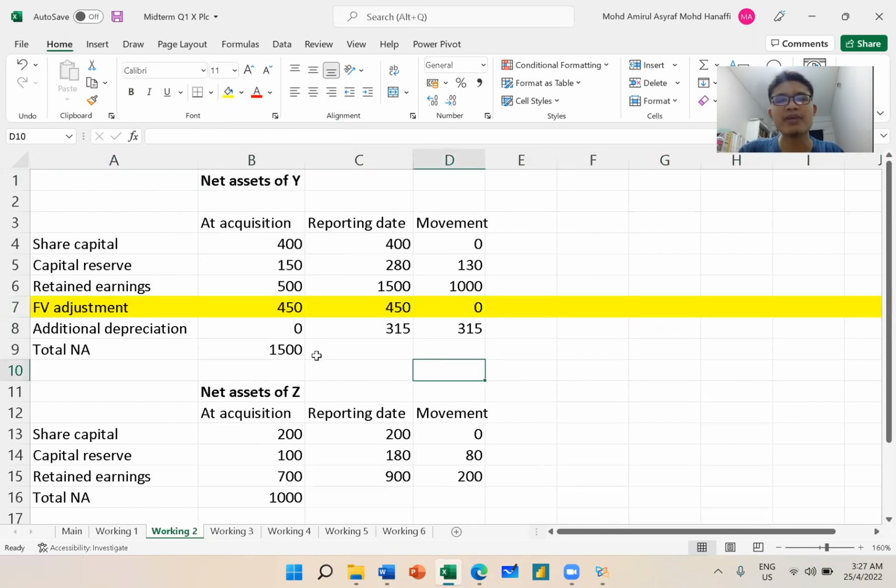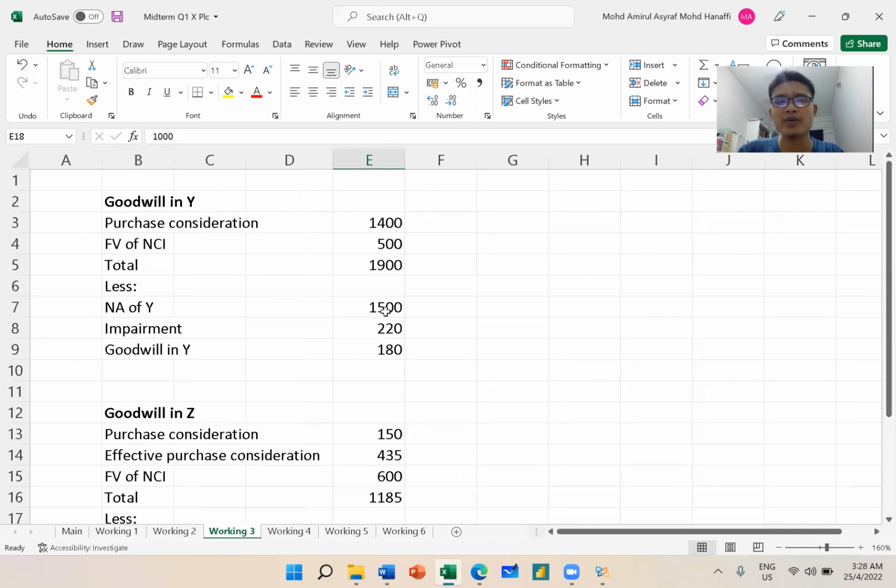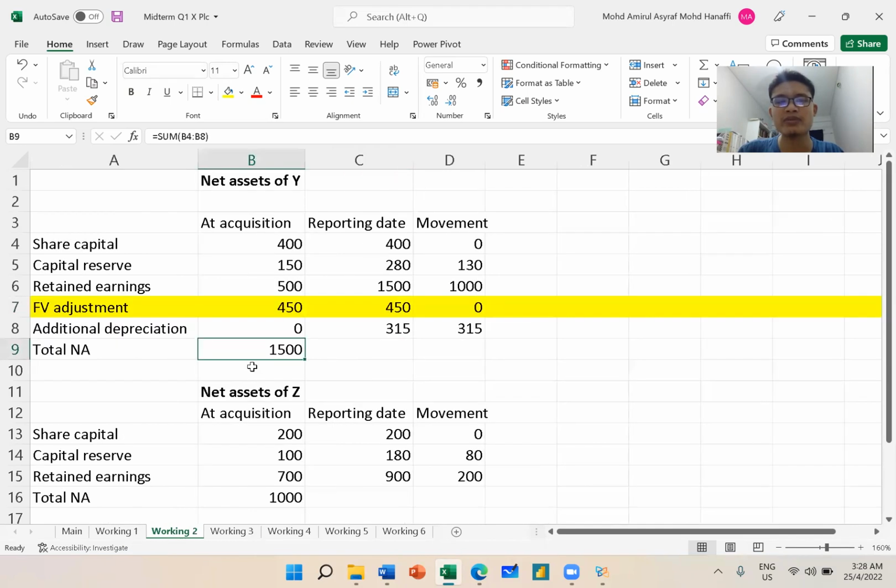The main point here is that share capital, retained earning, and capital reserve are all part of your net asset. Net asset is something that you will use for your calculation of goodwill. For Y, the working just now gives 1,005. That's one thing that you need to know.